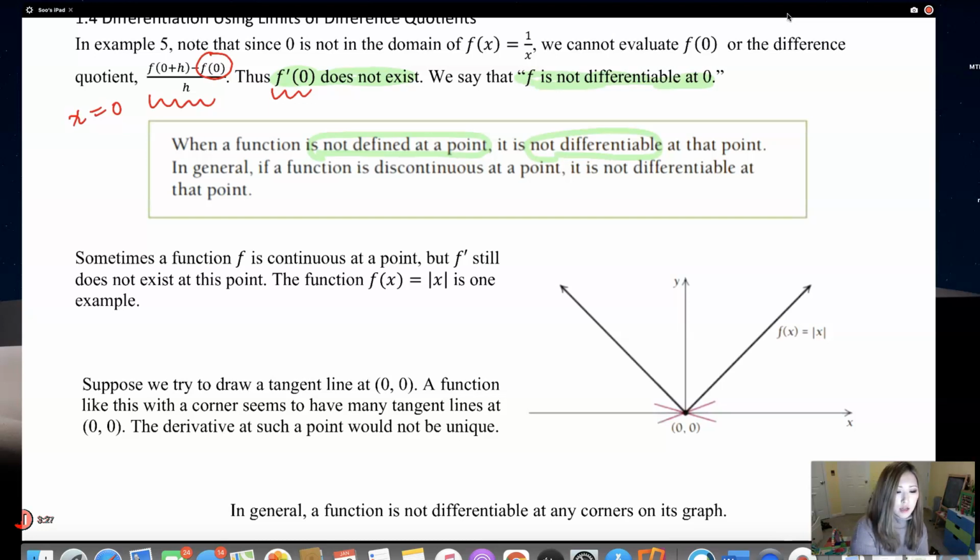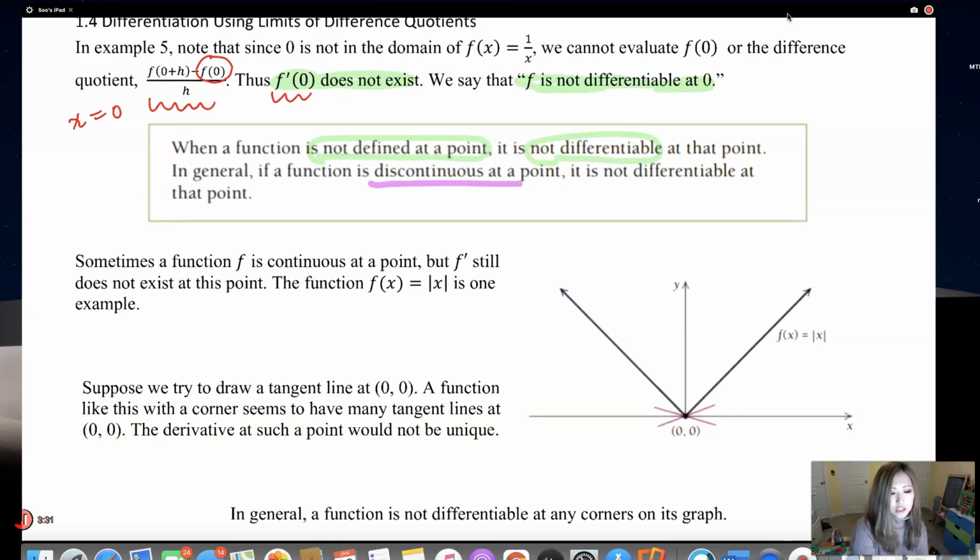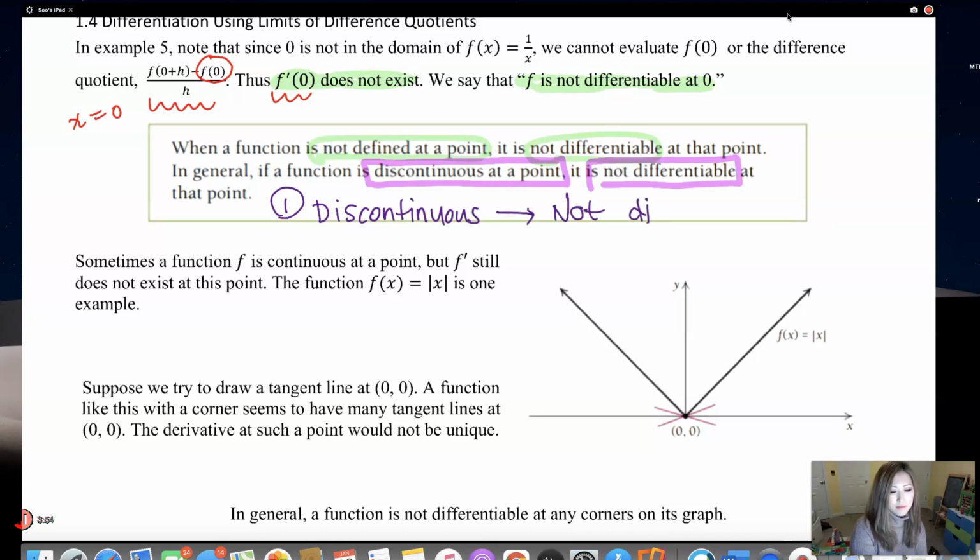In general, here's the first case. If the function is discontinuous at a point, then it is not differentiable at that point. So do write down case number 1, because I told you that we're going to look at 3 different cases. If it is discontinuous, then we're going to say it is not differentiable. Okay, so that's the first case.